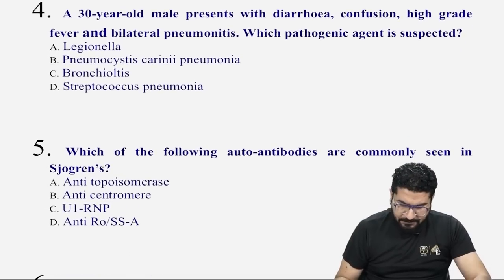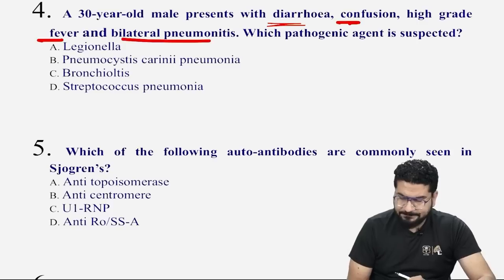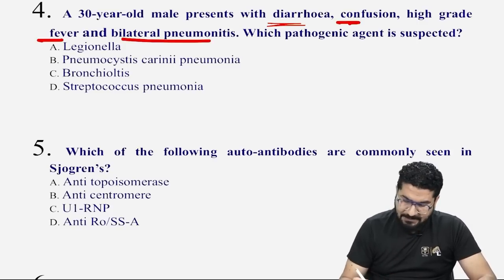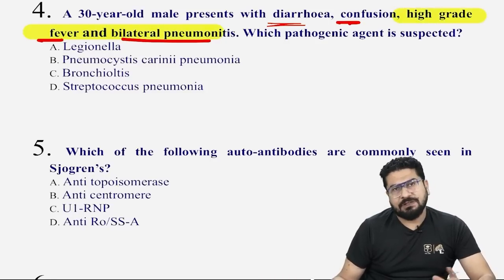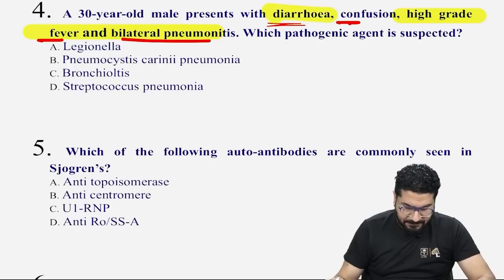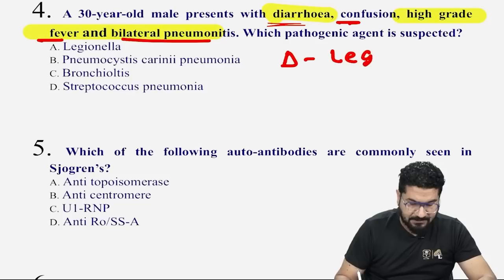A 30-year-old presents with diarrhea. So let's see the hint. Diarrhea is the hint. Confusion, high-grade fever and bilateral pneumonitis. So the patient is having high-grade fever and bilateral pneumonitis, which means the patient is having pneumonia. So which pneumonia can also produce diarrhea? That is the hint in the question. So this is a case of Legionnaire disease. The diagnosis for this condition will be Legionnaire disease.